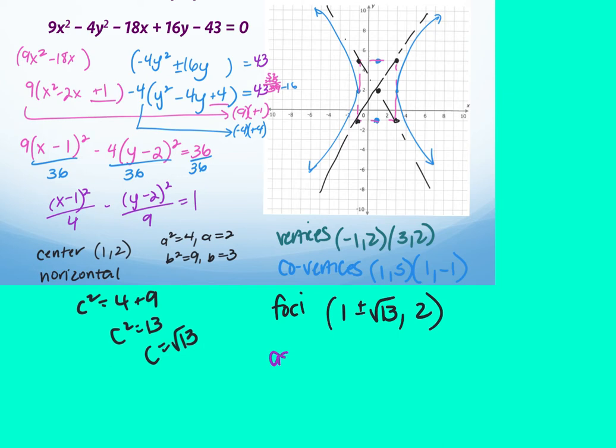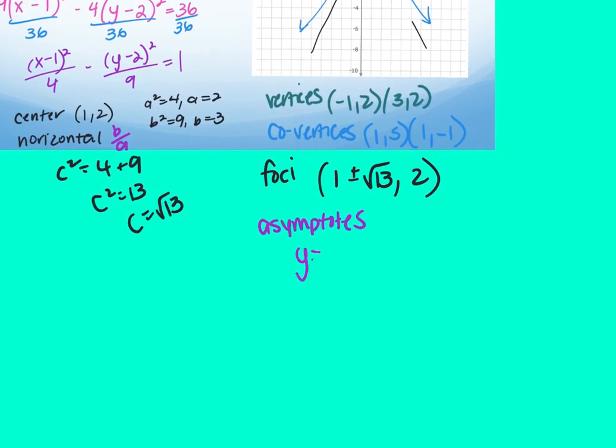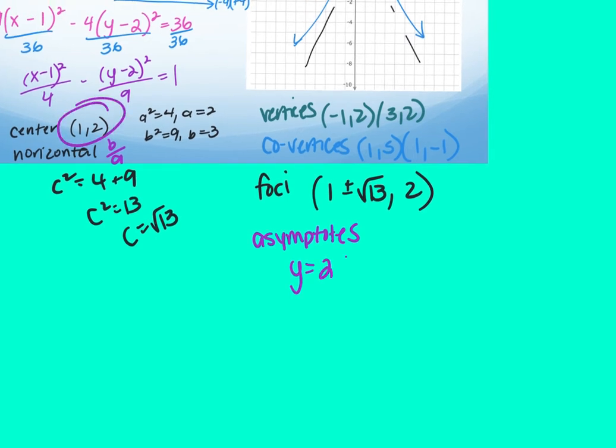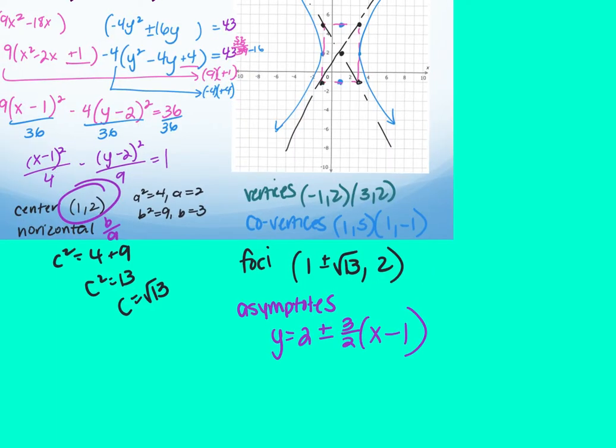And the asymptotes, because it's horizontal, which means it's the b over a equation, I would get y equals k, which is my center, 2, plus and minus a over b, so 2 over 3, or no, sorry, it's b over a, 3 over 2, times (x minus 1). And then your asymptotes can literally stay just like that. If you wanted to check them against what you drew from the box, you would have to distribute your 3 halves, combine your like terms, put it into slope-intercept form, and then graph it. Or go to your center and use your slope, which is the 3 over 2, and see if it completes your asymptote.